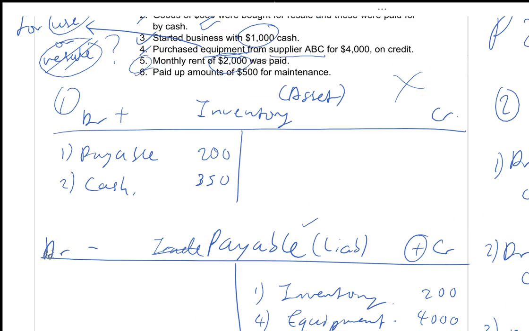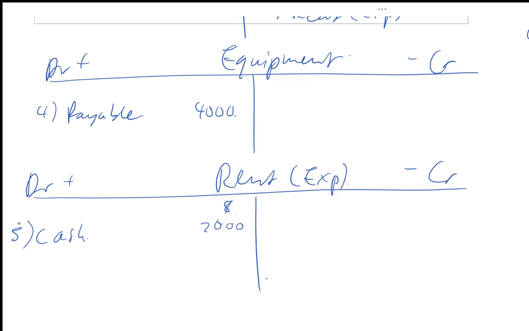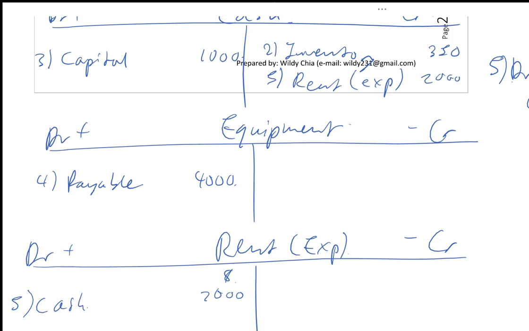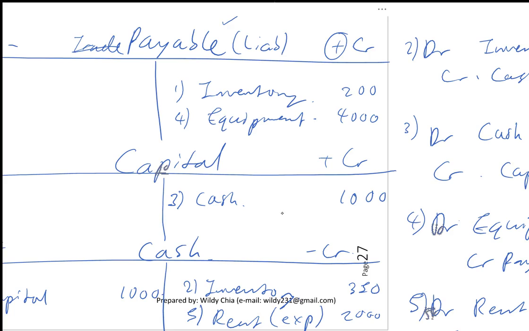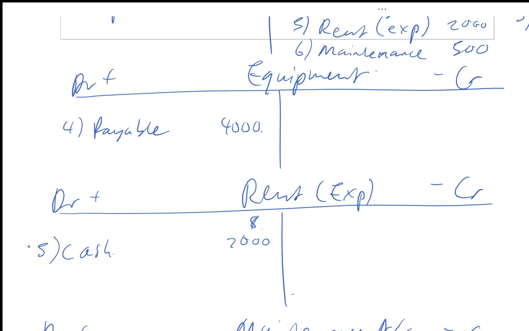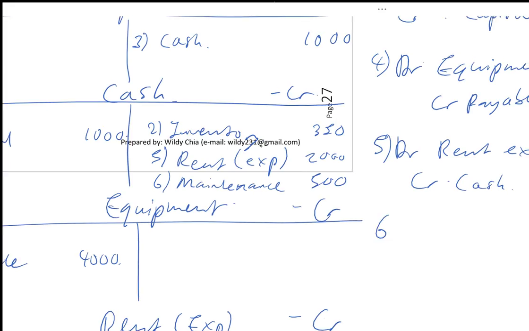The next one would be 6. What is 6? 6 is that you paid out an amount of 500 for maintenance. So you need to have a maintenance account. You paid 500 for maintenance. And what you need to do next is similarly make sure you update here, 500. So your entry in this case would be debit maintenance and credit cash, amount 500. Okay, easy, not too difficult.